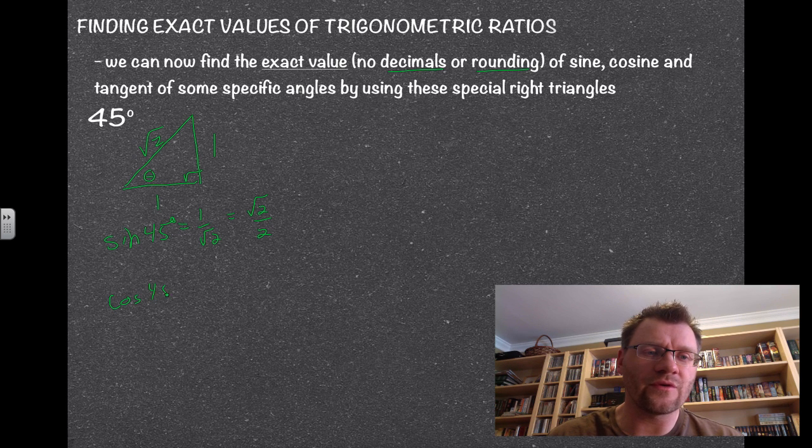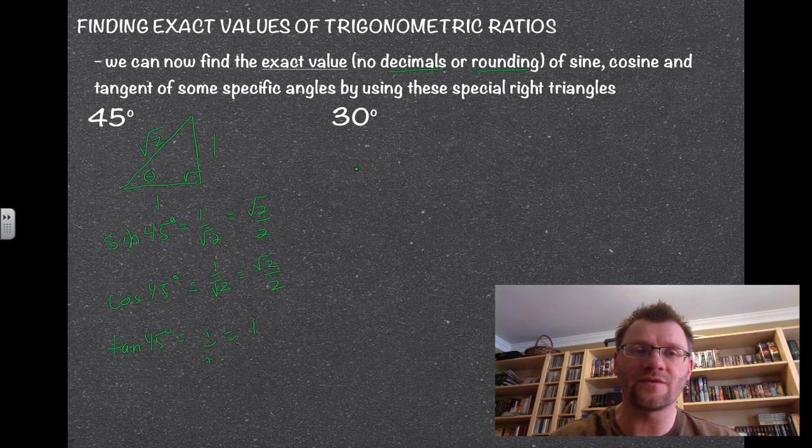So cosine 45 is then the adjacent side over the hypotenuse. That's 1 over root 2 again, which gives you root 2 over 2. And tan of 45 is opposite side over adjacent, which is 1 divided by 1, which gives you an answer of 1. So these are the ratios that you should know. You're going to use them a lot in the next couple of years. Sine of 45 is root 2 over 2, cos 45 is root 2 over 2, and tan of 45 is equal to 1.